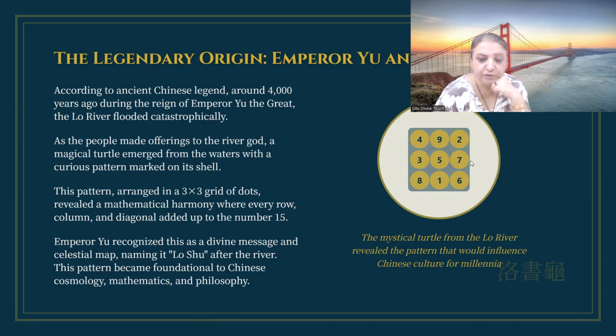This pattern was 492, 357, 816. And always we have to use the same pattern. We shouldn't change the numbers in rows, columns. Wherever the numbers are, there only you have to place them. This pattern arranged in a 3 by 3 grid of dots revealed a mathematical harmony where every row, column, and diagonal adds up to 15. Emperor Yu recognized this as a divine message and celestial map, naming it Loshu after the river. Because the name of the river was Lo, this grid was called Loshu. This pattern became fundamental to Chinese cosmology, mathematics, and philosophy.